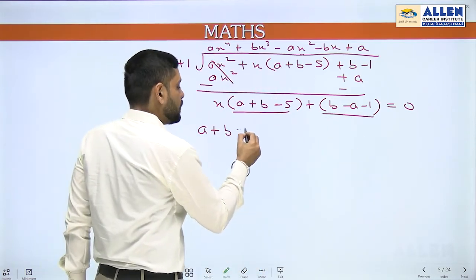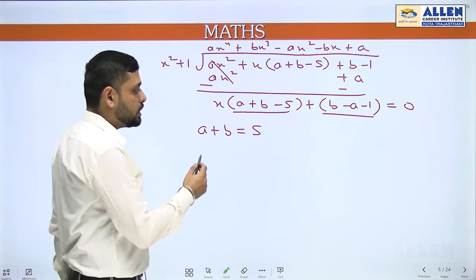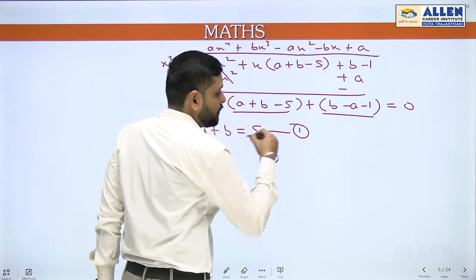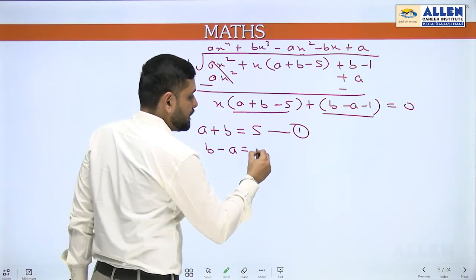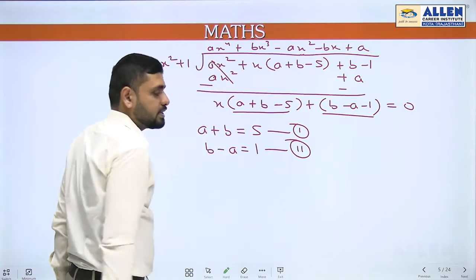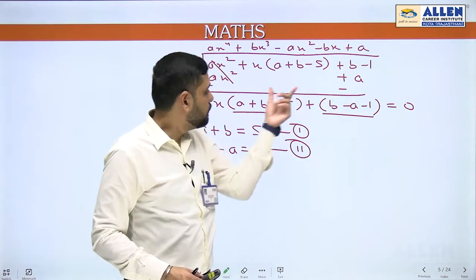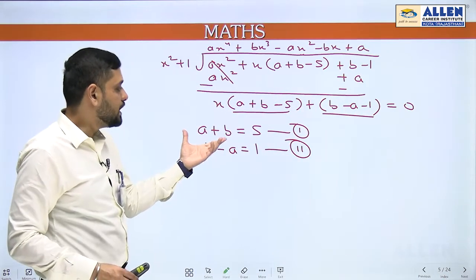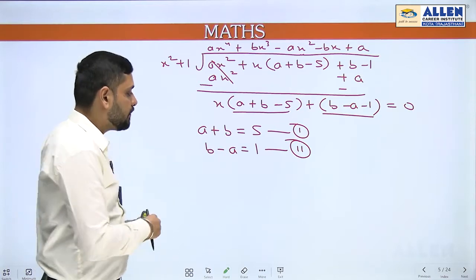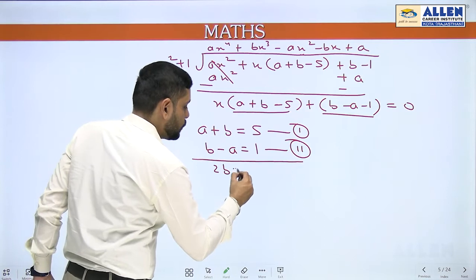So the coefficient of x will be a + b - 5 = 0, so a + b = 5. This will be our first equation, and the constant term equal to 0, that is b - a = 1. This will be our second equation. So we have taken the coefficient of x equal to 0 and the constant term equal to 0. Then if we simplify, we'll get the values of a and b. Now if we add them, we'll get 2b = 6.